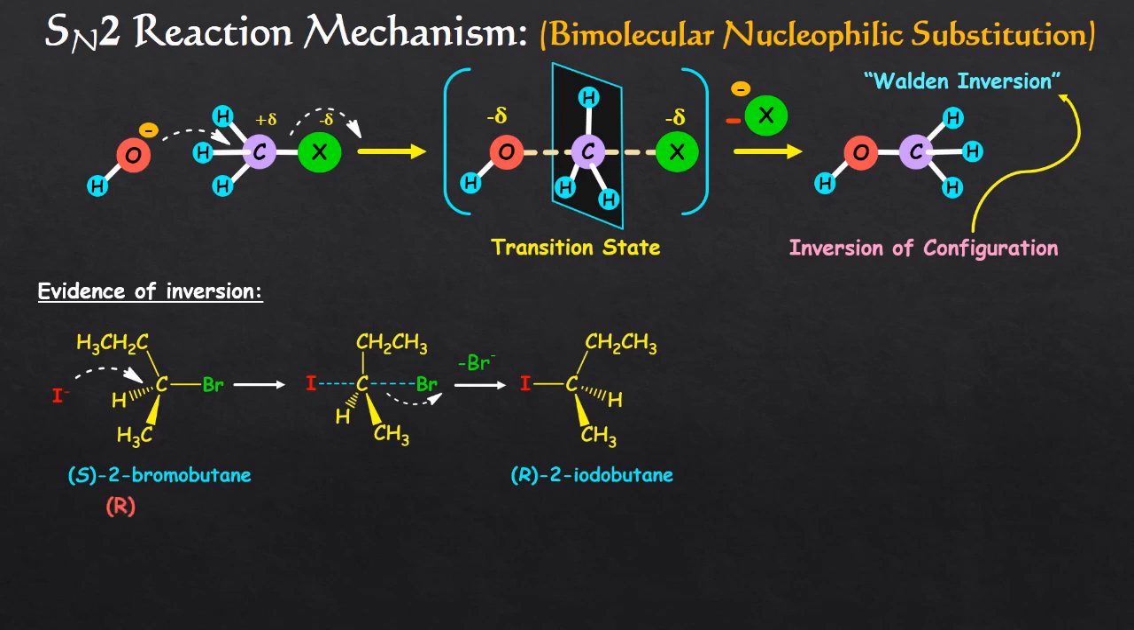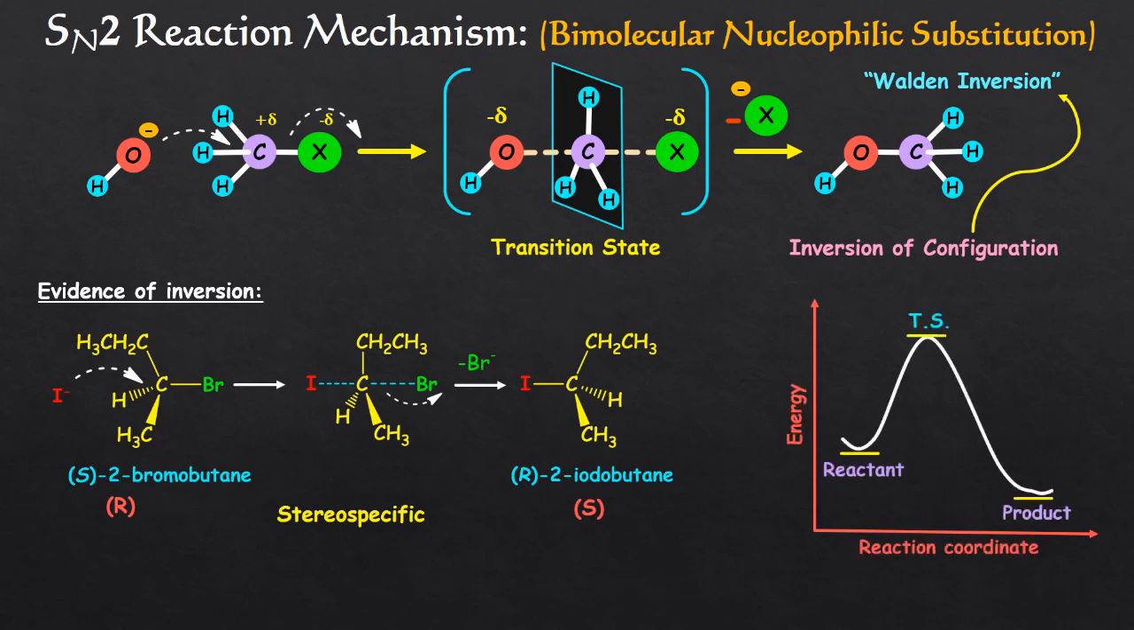Similarly, now if we take R isomer of the reactant 2-bromobutane, then we will definitely get the S isomer of the product. So we can say that SN2 mechanism is stereospecific. Now if we look at the potential energy diagram of SN2 reaction, then it clearly indicates the formation of only one transition state and no intermediate is formed between reactant and the product. As it is a single step reaction, rate of the reaction is depending on the concentration of both nucleophile and the alkyl halide. That's why this reaction is bimolecular and it displays second order kinetics.